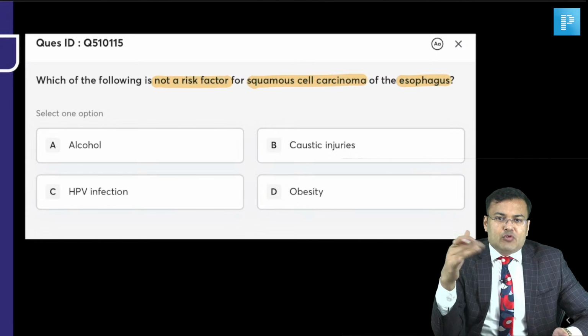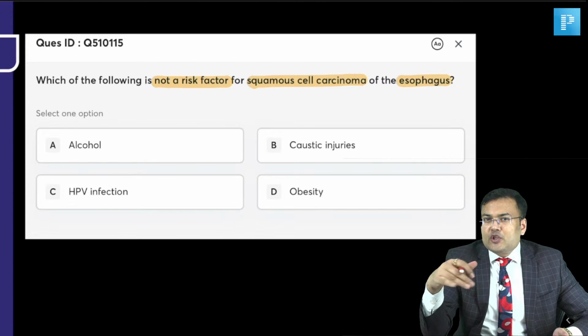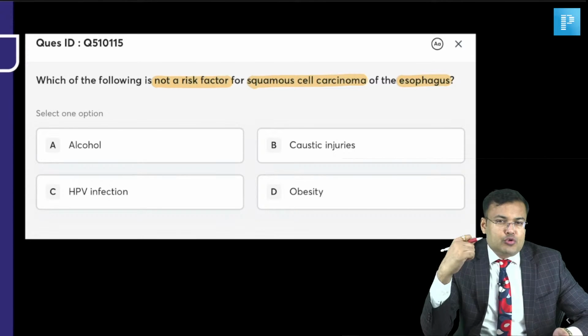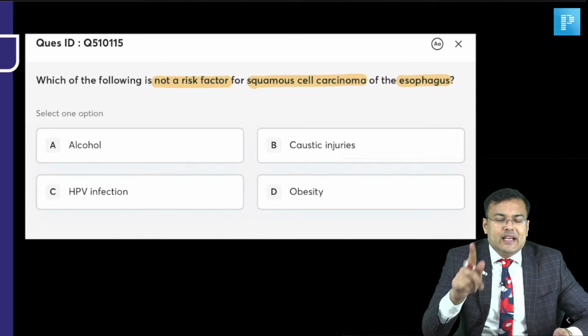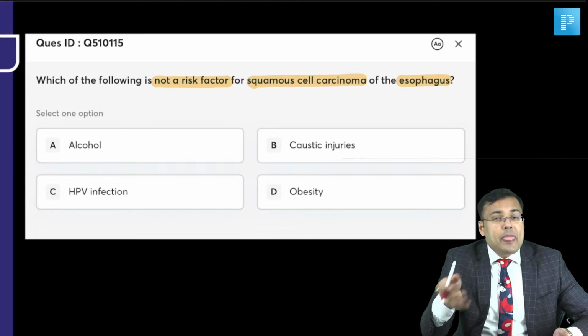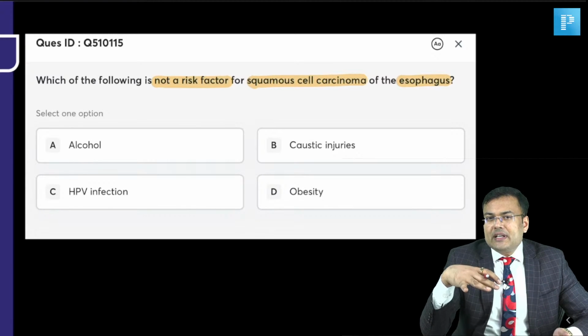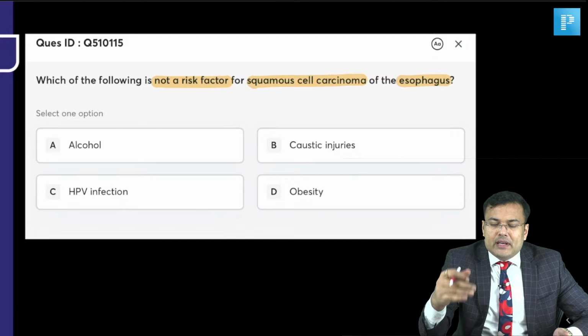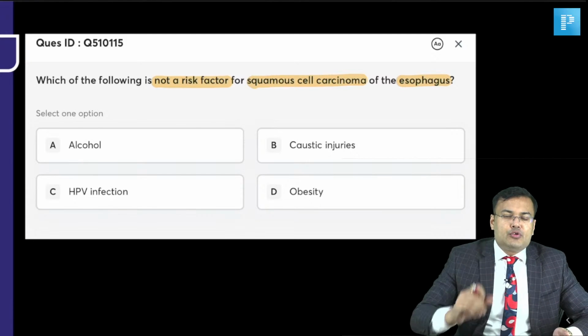Guys, see. Two malignancies, squamous cell carcinoma and adenocarcinoma. How to remember? Squamous cell carcinoma is usually more common in low socioeconomic status. Adenocarcinoma is more common in high socioeconomic status, exception carcinoma stomach. Carcinoma stomach is adenocarcinoma, yet despite that, it is more common in low socioeconomic status. But in esophagus, squamous cell carcinoma is more common in low socioeconomic status, adenocarcinoma more common in high socioeconomic status.